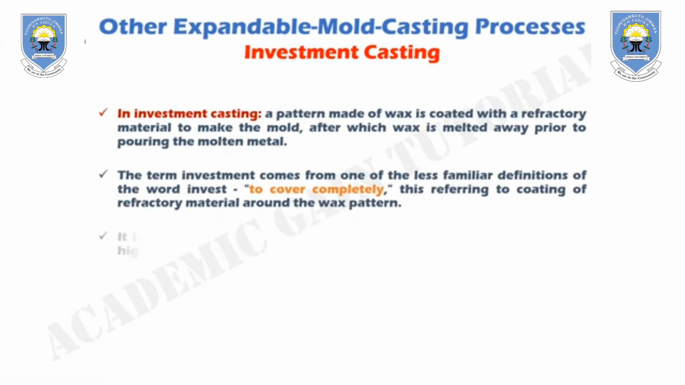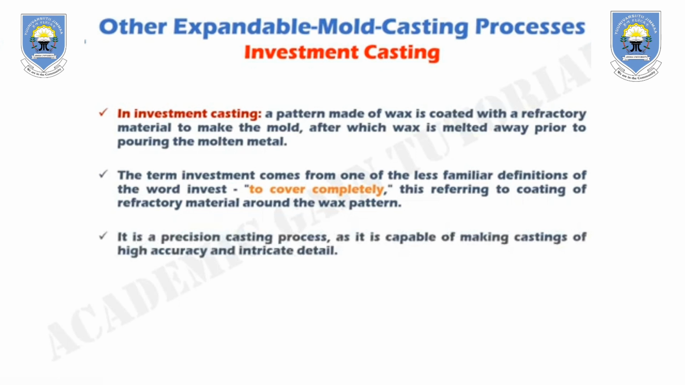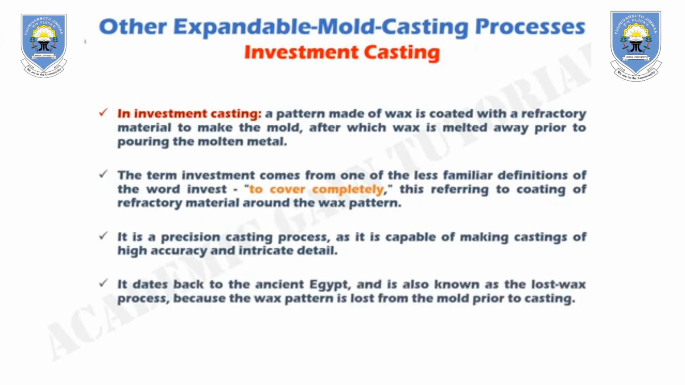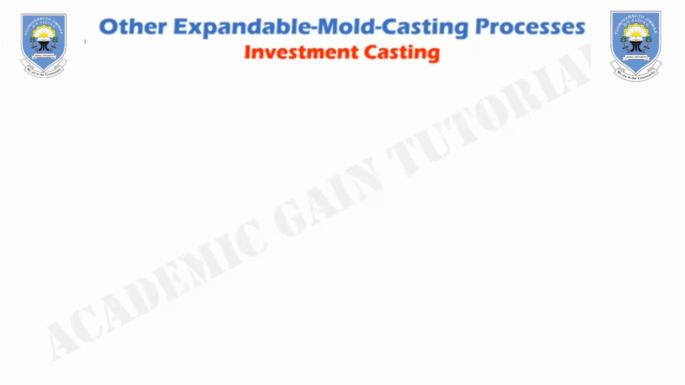It is a precision casting process, as it is capable of making castings of high accuracy and intricate detail. It dates back to ancient Egypt, and is also known as the lost wax process, because the wax pattern is lost from the mold prior to casting. We are going to observe the steps of investment casting, or lost wax casting process, in the next few figures.